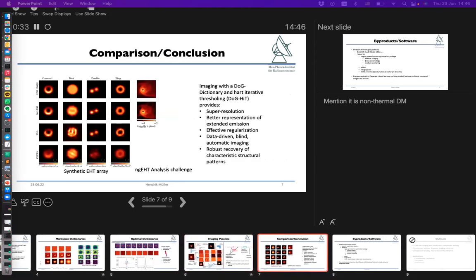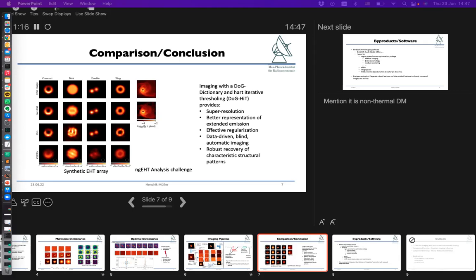Yes, so coming to my conclusion. On the left-hand side, you can see a couple of geometric models and a couple of synthetic images here. Within the second line, our reconstruction is an RML reconstruction that was done for comparison. And you see that the results are pretty comparable. On the right-hand side, this is a data set from the ngEHT analysis challenge. So what we are getting in the end is a super-resolving algorithm with some very good representation also of uniform extended emission, as we can see in these images.